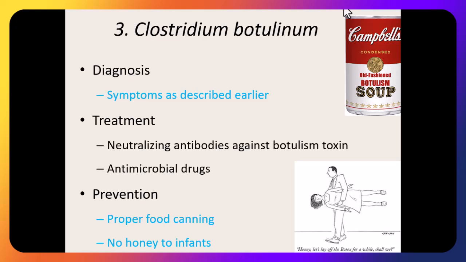Treatment is you're going to get antibodies against the toxin. Although we're going to give you some antibiotics to possibly kill any bacteria that are making it, it's the toxins that are doing the damage. It's the toxins that are preventing your muscles from contracting. Now, best prevention, proper food canning, and no honey to infants.